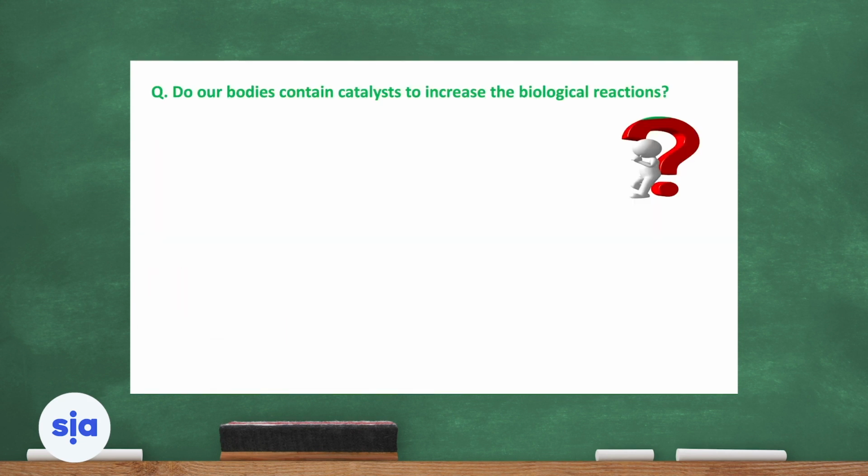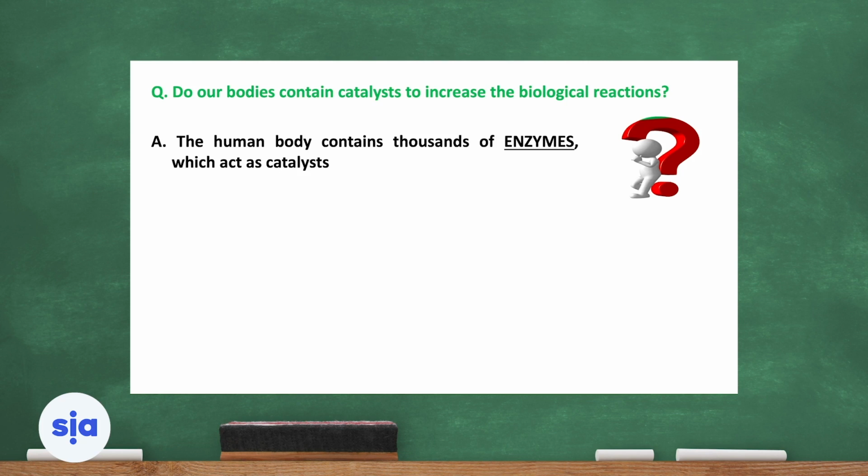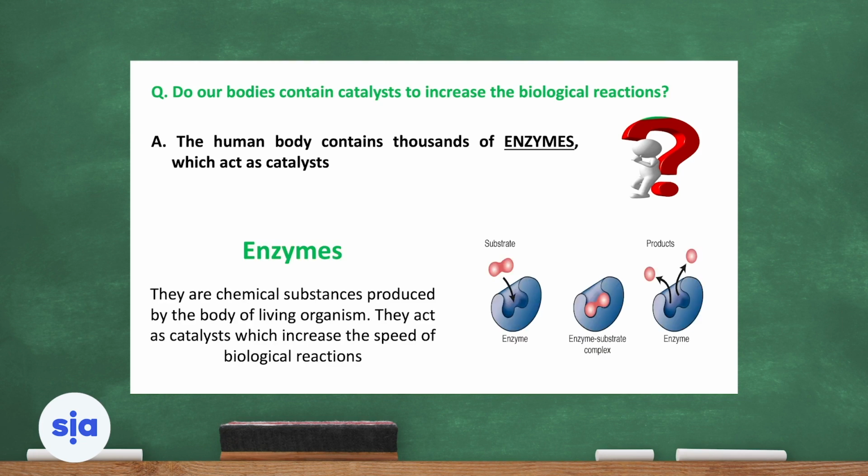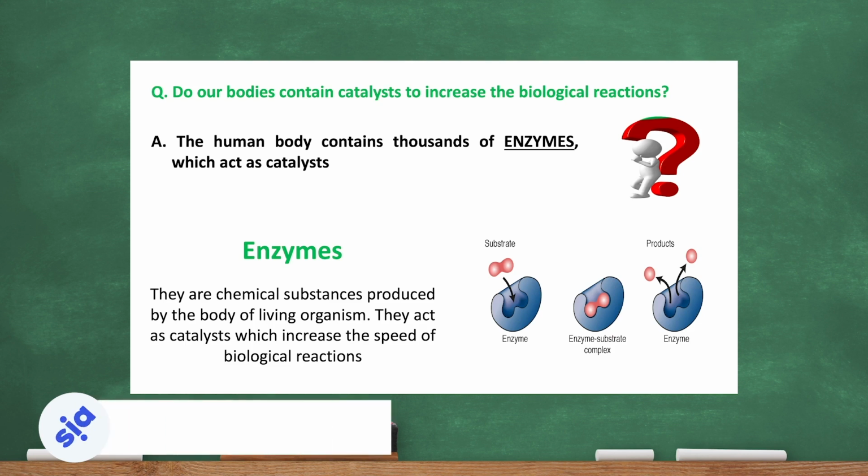Now, let me ask you, do our bodies contain catalysts to increase the biological reactions in our body? Is there any chemical reaction in our body? Yes, there is. Do we have catalysts in our bodies? Yes. The human body contains thousands of enzymes. These enzymes are called catalysts. They are chemical substances produced by the body of the living organism, and they act as catalysts which increase the speed of biological reactions.